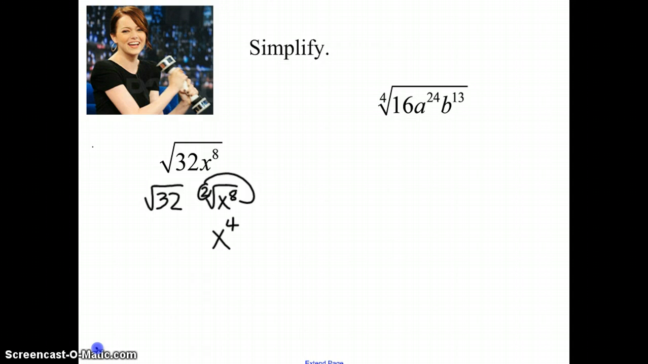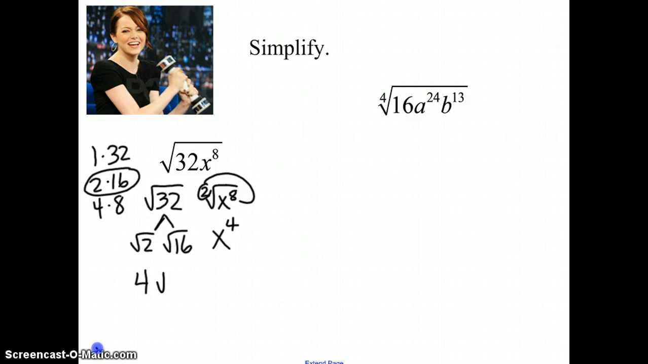If it helps, factors of 32: 1 and 32, 2 and 16, 4 and 8. And when you look at this, you think, which pair gives me the largest perfect square? And it's 2 and 16. So I break this into root 2 times root 16. I realize the square root of 16 is 4. So I've got root 2 times 4 times x to the 4th.